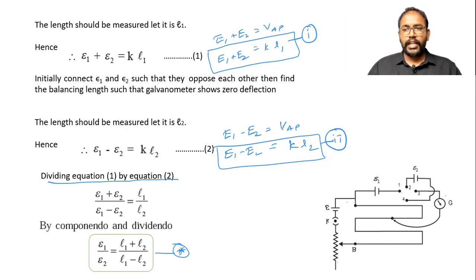So we can compare the EMF of two cells by using the individual cell method, in which we use the cells individually. The second one is the sum and difference method. Here we use a different combination. Sum arrangement means when the cells assist, and difference arrangement means when the cells oppose. You have this experiment in the practicals also. E1 by E2 you have to find out by two methods, by the individual cell method and by the sum and difference method.